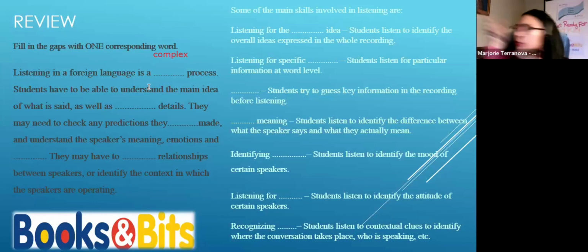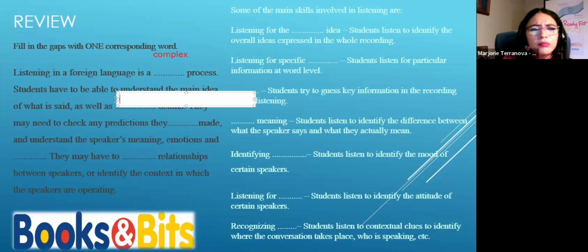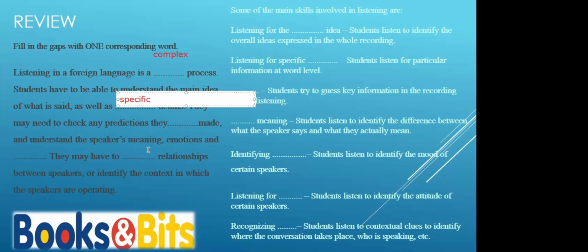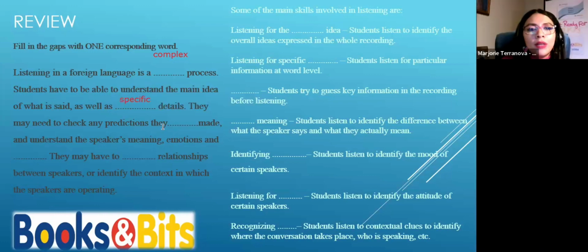Oh, clothes. I need to look for clothes. Are they general details or specific? Main idea is general, but details are specific. They may need to check any predictions they made. This is grammar. What is the word that is missing there? They may need to check any predictions they made. This is an excellent practice for students at B1, B2 level of English.